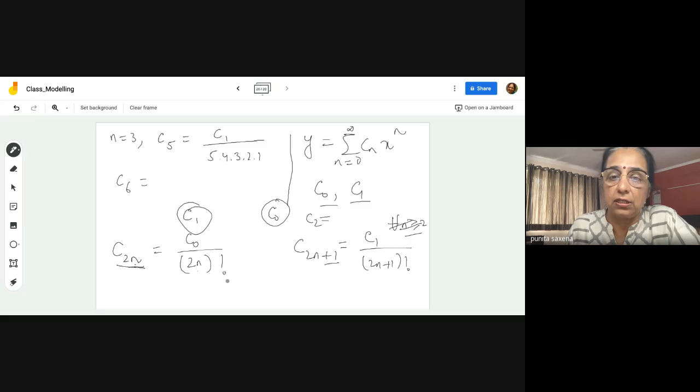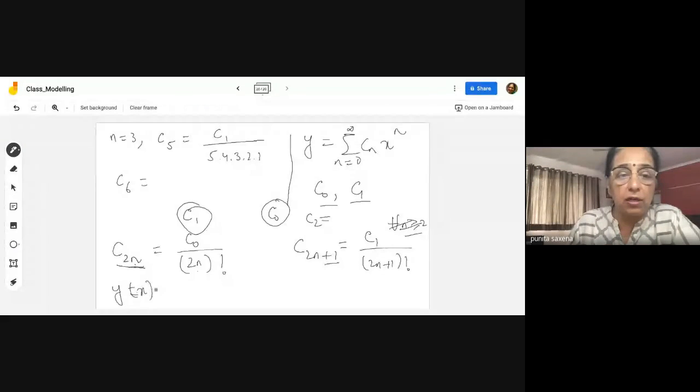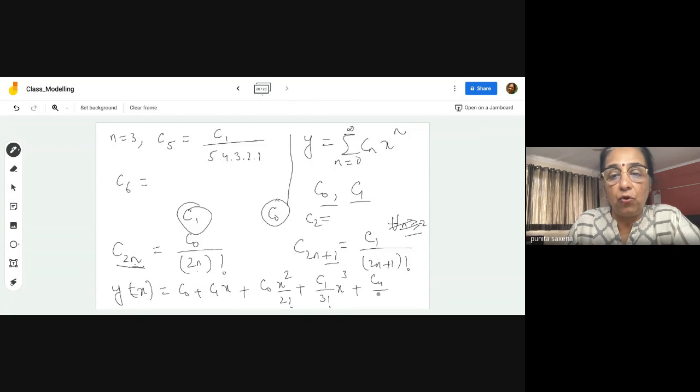Is this clear or not? Yes. If you write the series now, that means your solution y is now going to be C naught plus C1x, yahi aa raha tha na? Plus C2x square. But C2x square will be what? C naught x square by 2 factorial plus C3x cube. So C3 will be what? C1 by 3 factorial x cube plus C4 by 4 factorial x to the power 4. Oh, sorry, C naught by 4 factorial x to the power 4 and so on and so forth.